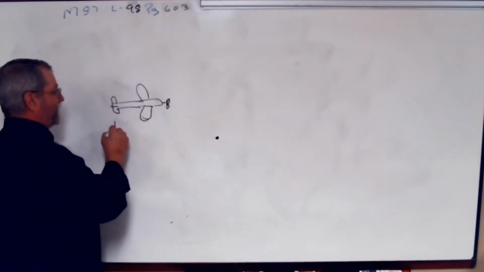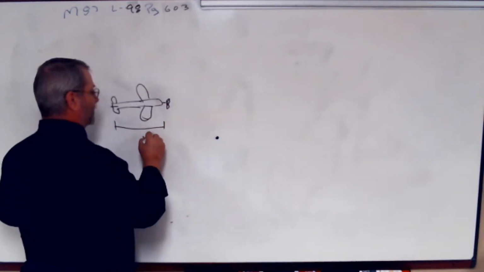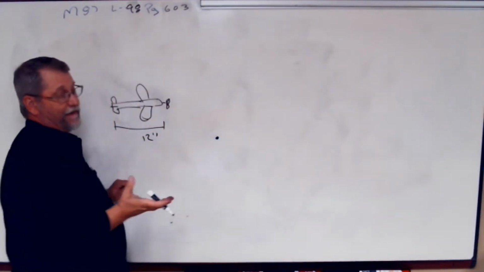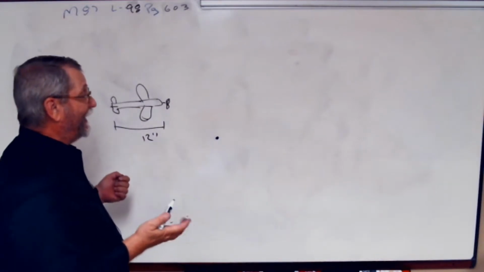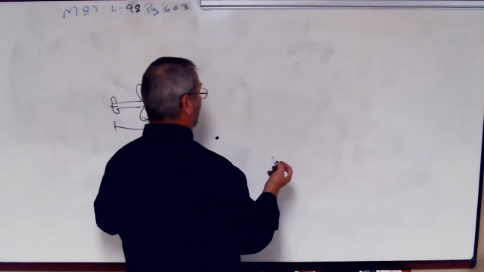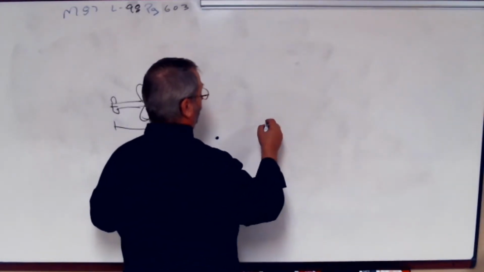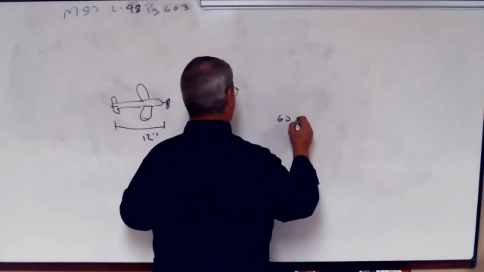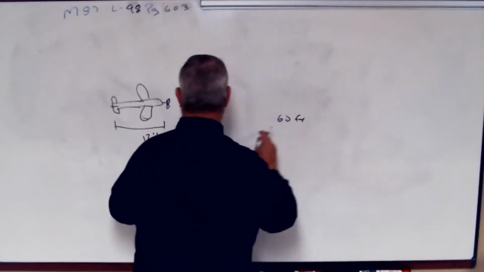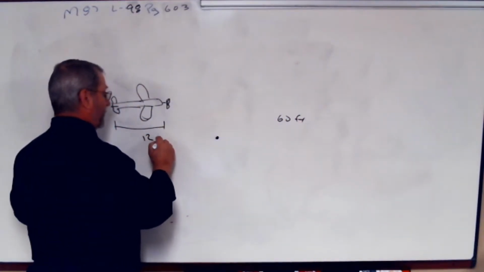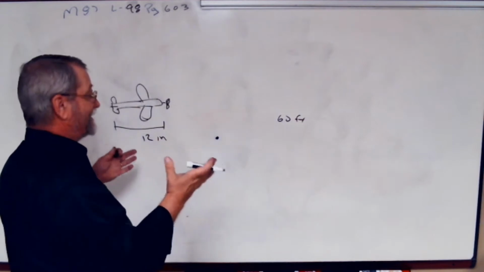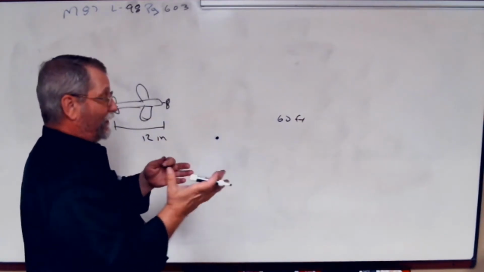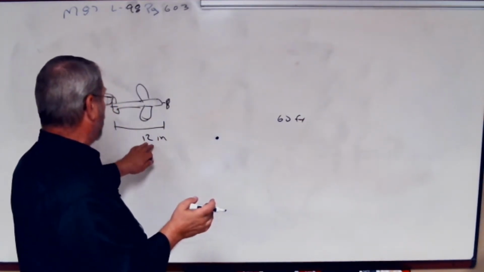Let's say that my model is 12 inches long. Now the real airplane is not 12 inches long. The real airplane would be, let's call it 60 feet long. I can't build a 60-foot airplane, but I can build a 12-inch airplane.